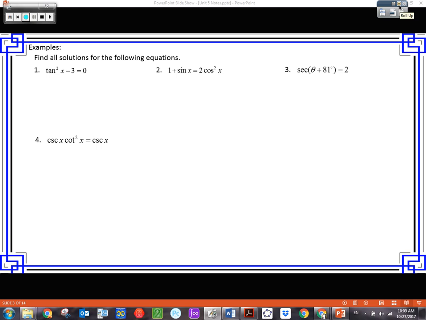So all solutions means to us that we have to write it in general solution form, plus the 2 pi n or whatever it happens to be. So let's take a look at our very first one. We have tangent squared minus 3 equals 0. I started with a pretty easy one just to work through the process. I would move the 3 over. I'm going to isolate the tangent. So I have tangent squared equals 3. Then I would square root both sides.